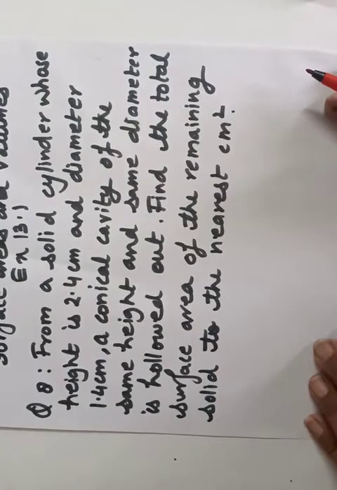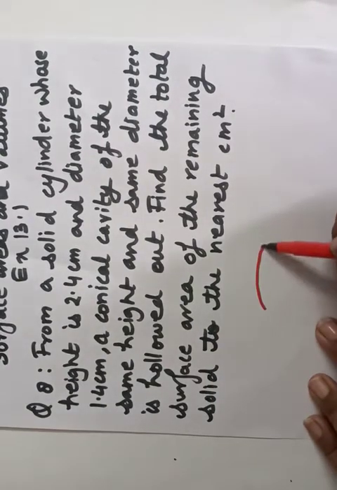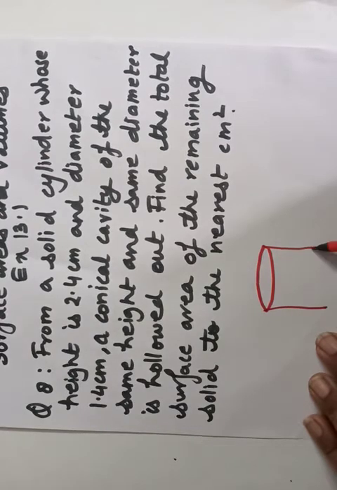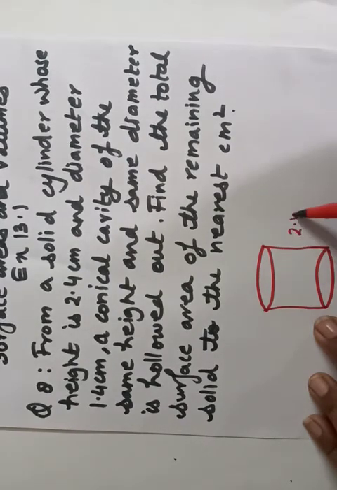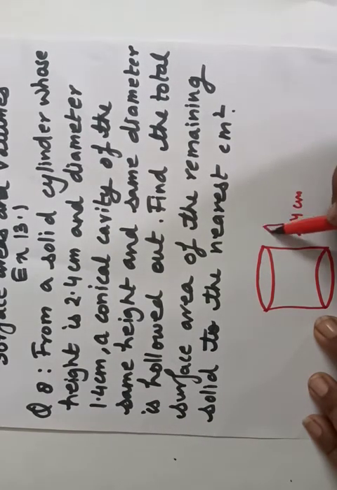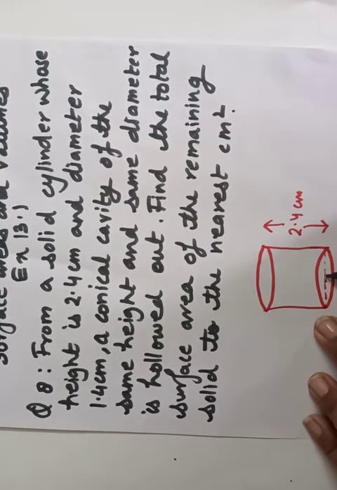First of all we will make a cylinder here. Now this is the cylinder, having the height 2.4 centimeter, and the diameter equal to 1.4 centimeter.